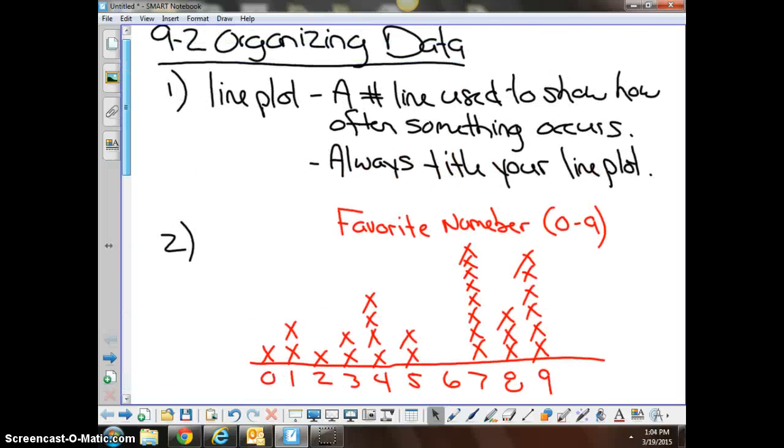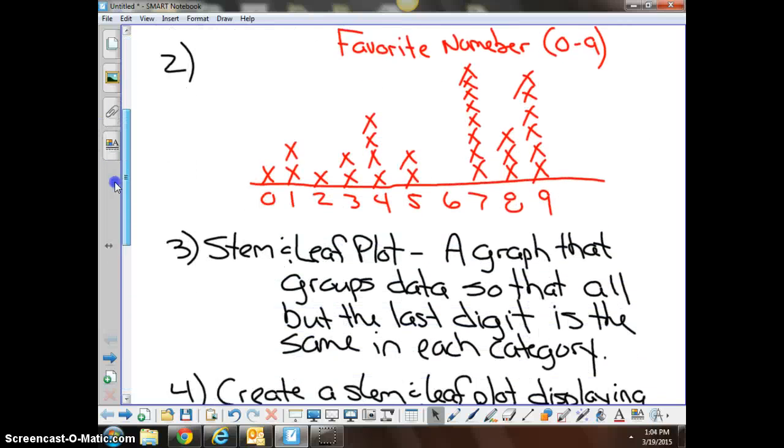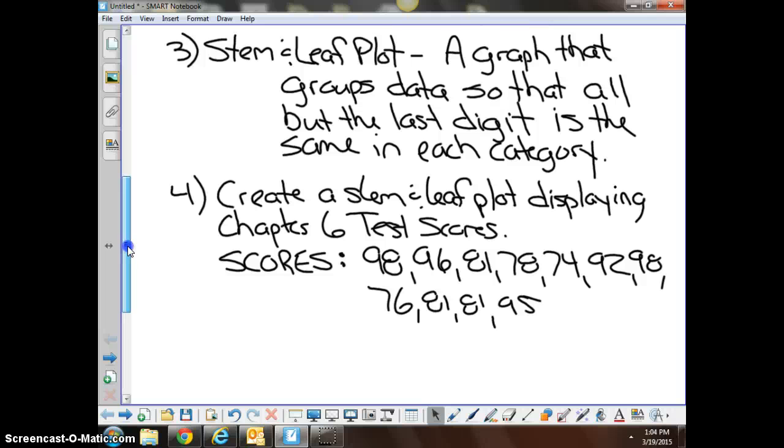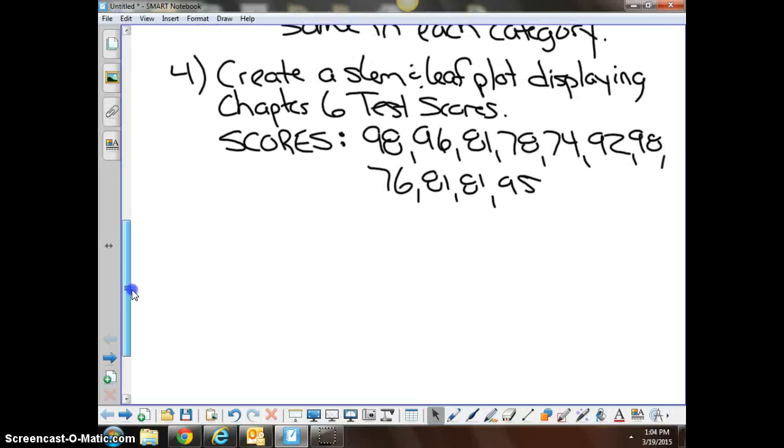Ladies and gentlemen, we are working on 9-2, organizing data. We've already talked about line plots, and we're working on stem and leaf plots currently, a graph that groups data so that all but the last digit is the same in each category. We are using our made-up test scores from the Chapter 6 test. We have all the scores listed there.